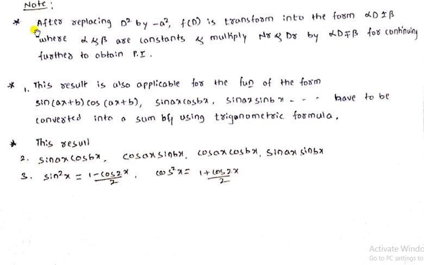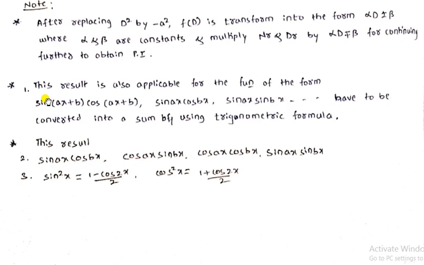Then note, after replacing D square by minus a square, f of D is transformed in the form of alpha D plus or minus beta. Here alpha and beta are constants, and multiply numerator and denominator by the opposite sign of alpha D plus or minus beta. So your plus or minus becomes minus or plus beta, for continuing further to obtain the particular integral.